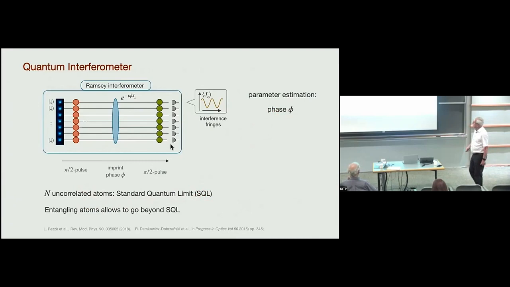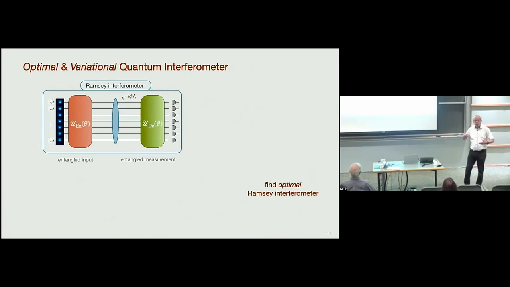And of course, when we entangle, we go beyond the standard quantum limit. This is a conceptually very old story written up in all of these reviews down here, and some of these experts are here in the audience. What we would like to do, and it's obvious from a quantum information point of view, is write down a circuit where, instead of the pi/2 pulses, we have an entangling circuit over here. We call this an entangler generating the input state. This is entangled, and we would like to optimize this at the end. We also would like to have general measurements over here, so these are entangled measurements. And we would like to find the optimal Ramsey interferometer.